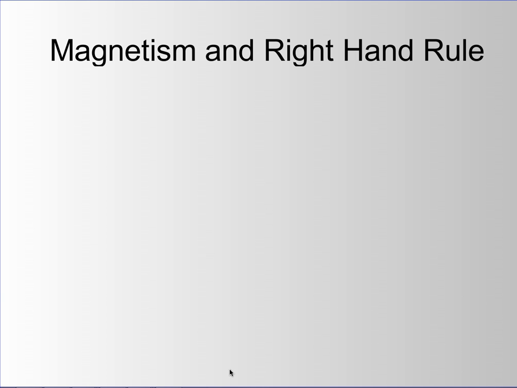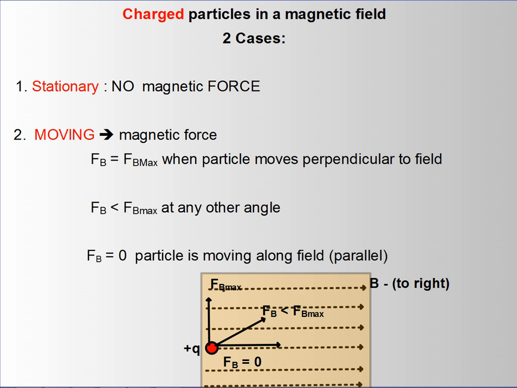Now let's talk about magnetism and the right-hand rule. All right, charged particles in a magnetic field. We have two different situations, actually three, I guess two. What if they're stationary? If you have a charged particle, so this might be an electron, it might be a proton, but for most cases, let's just make it a positive Q. If it's not moving, there's no magnetic force.